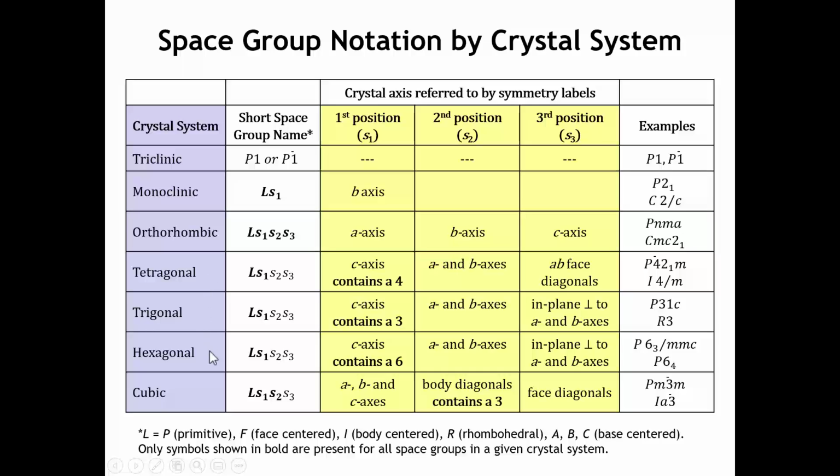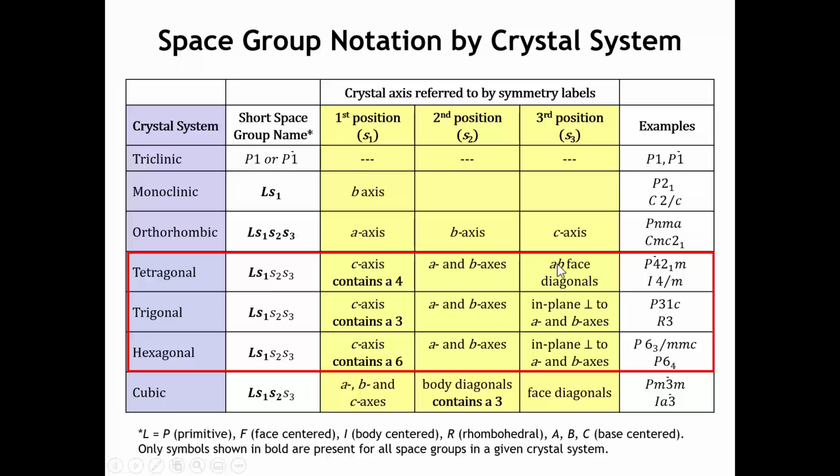The next 3 are tetragonal, trigonal, and hexagonal. In all of those, right after the letter that tells us about the centering, we are going to see a symbol for the highest order rotation axis. We'll have some kind of 4-fold axis, might be a screw axis or a rotoinversion axis, but some kind of 4-fold axis for a tetragonal space group, some kind of 3-fold axis for a trigonal space group, and then some kind of 6-fold axis for a hexagonal space group.